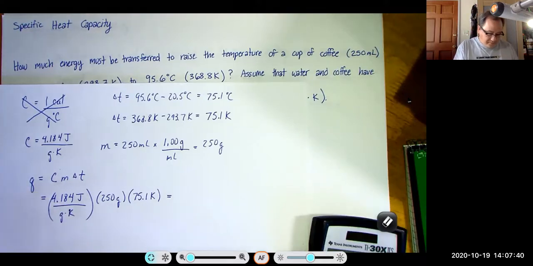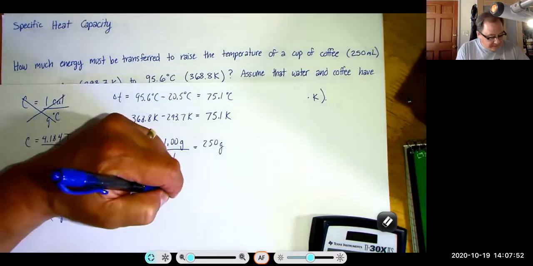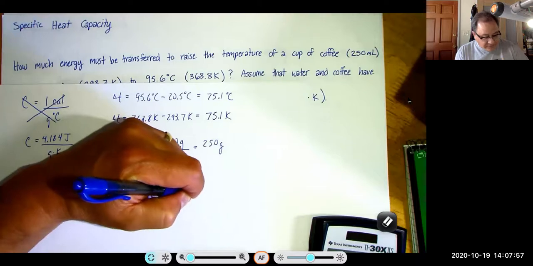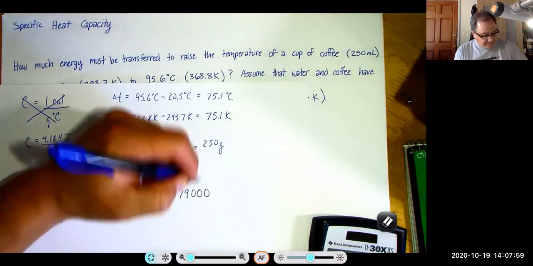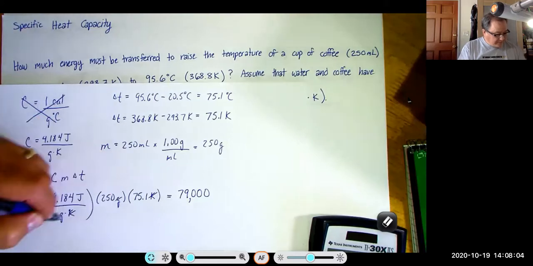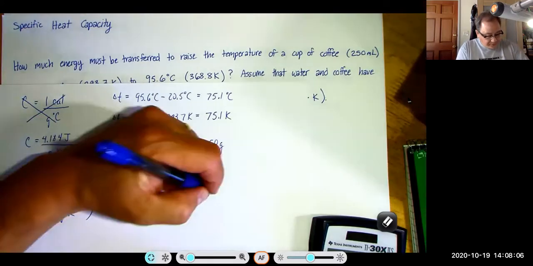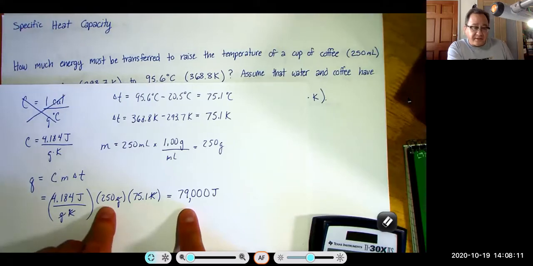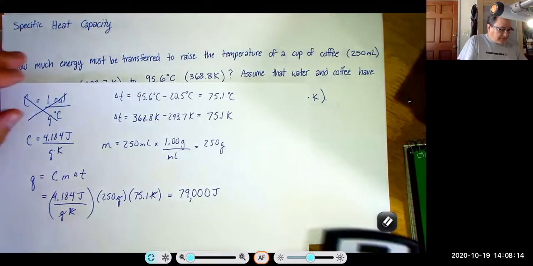Okay, so 4.184 times 250 times 75.1 is equal to 79,000. And the K's cancel, the grams cancel. We're left with joules. Now, why only two significant figures? It's because of the 250 here. So there's that problem.